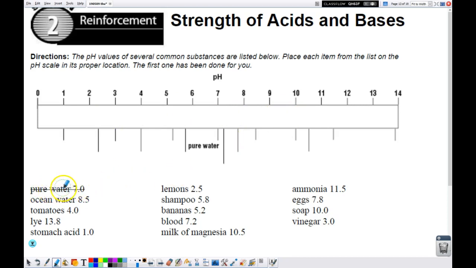For instance, pure water is at 7, so it's neutral, and pure water is right here. Ocean water is 8.5, so we find between 8 and 9, so ocean water goes right here. Tomatoes are at 4, so we find 4, and so tomatoes are going to go here. So use your pH scale and the words and numbers to fill out this little table. And I'm not actually going to do this. This is pretty easy. I don't think you need a video explaining how to write these down any further than that. So finish doing that and then we will continue.